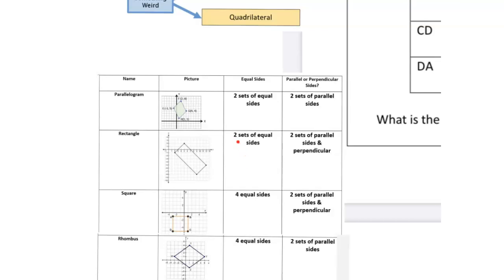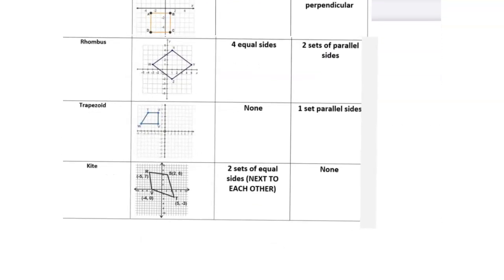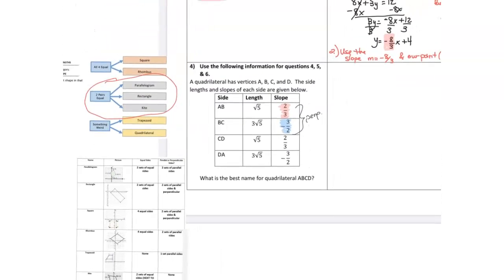Your rectangle, we have our two sets of equal sides. We had two sets of parallel sides. And we also have perpendicular sides. This looks to be a rectangle. Your kite down here, there was a big thing that needed to be true if this was going to be a kite. And that was those two sets of equal sides needed to be next to each other instead of across from each other. In this case, they were not. So our answer for this one should be that this is a rectangle.